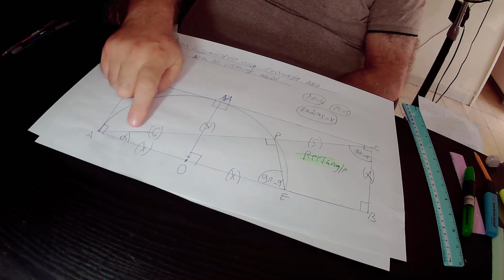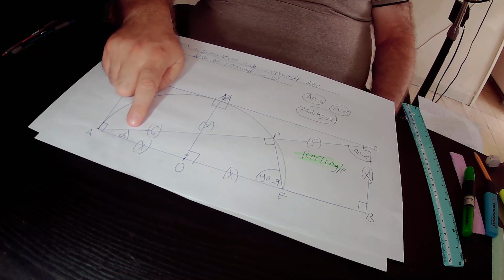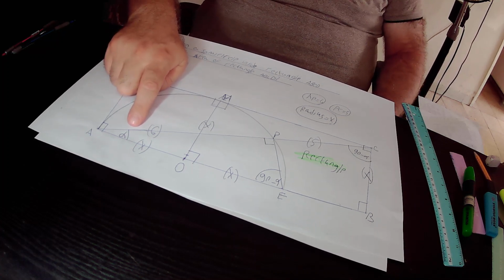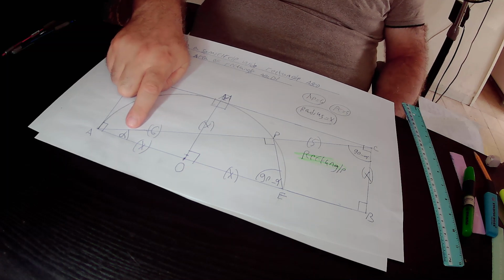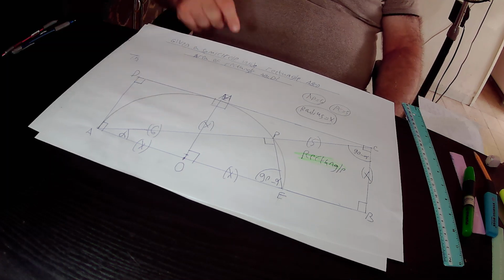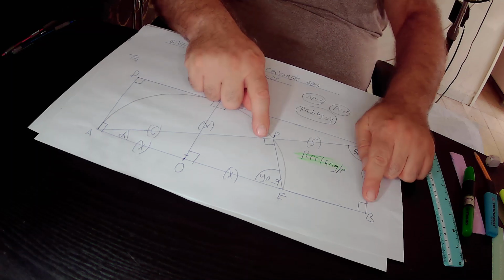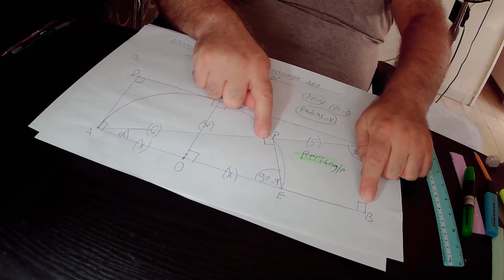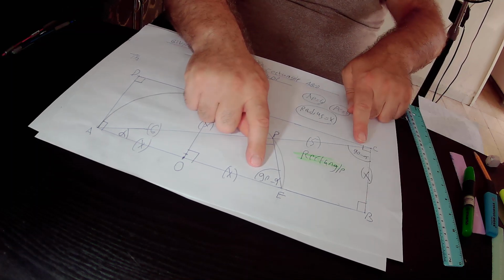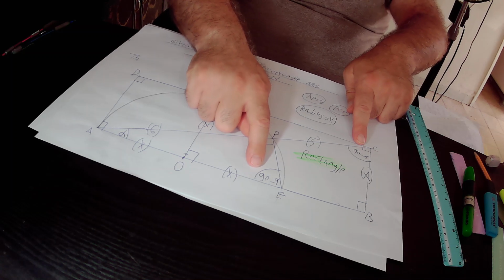First of all, this is angle A, a common angle that belongs to both triangles, so we can write down that angle A equals itself. In addition, those two angles are both equal to 90 degrees, and therefore they are equal to each other. And finally, those two angles are both equal to 90 degrees minus alpha, therefore they are equal to each other.